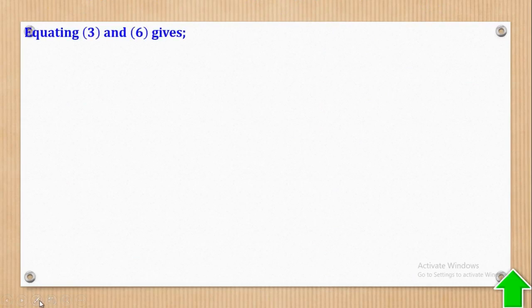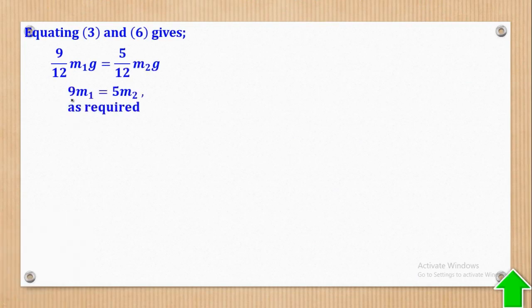Now equating equation 3 and equation 6, we shall come up with that. And when I simplify, I'll come up with that, because this 12 and this 12 can cancel, and also this G and this G can cancel, so you remain with 9M1, and here remain with 5M2, which is that. And basically that's what they wanted in the proof.